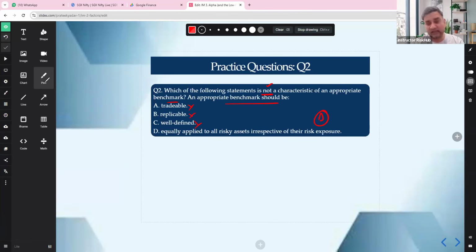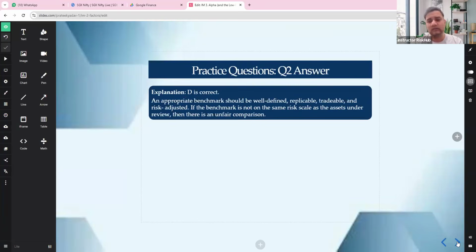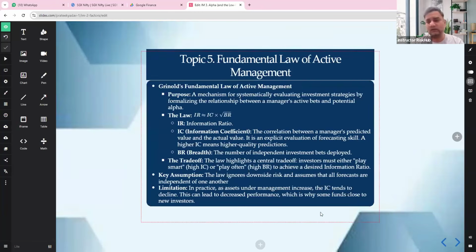right? So why are others correct? Because tradable, replicable, well-defined, these are your standard benchmark properties. If you see the same benchmark for all assets, obviously that is wrong, right? Almost always wrong in FRM, right? So that is what we need to keep in mind. I think pretty straightforward if you understand the properties, right? So this is done. You can read the answer.